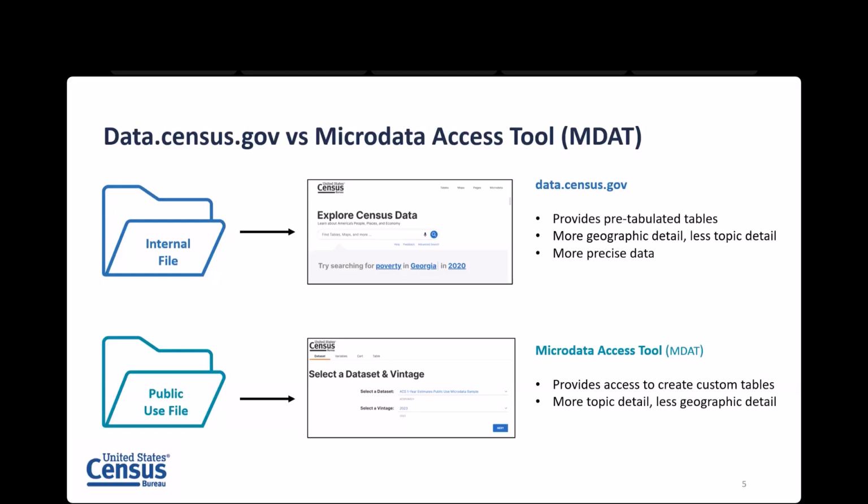One of the disadvantages, though, that you'll find is that there's less geographic detail than you might find on data.census.gov, meaning that you can't get down to some of those smaller geographies like those census tracts, block groups, and blocks. And I'll cover what geographies are actually available in MDAT in just a moment here.